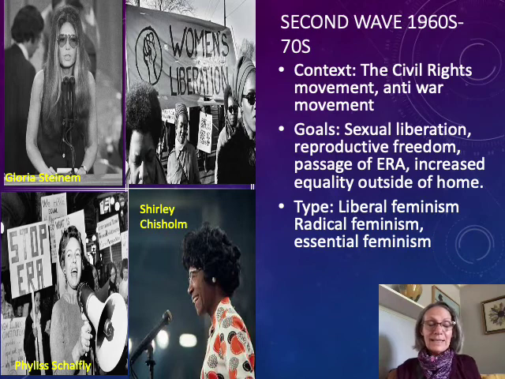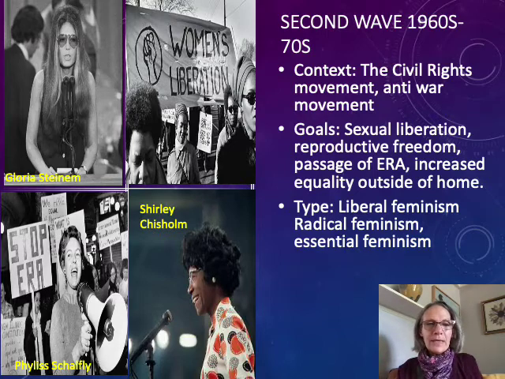The next historical era in feminism is known as second wave feminism, which really is defined by the activities in the 1960s and 70s. The context is the social upheaval that took place in the 1960s and 70s, in particular the civil rights movement and the anti-war movement. And so the women's liberation movement and the gay rights liberation movement were a part of this second wave of feminism. And so for feminists, their goals were sexual liberation.